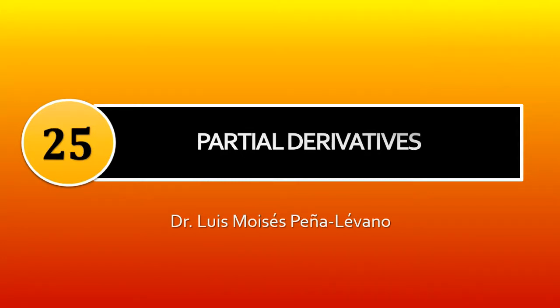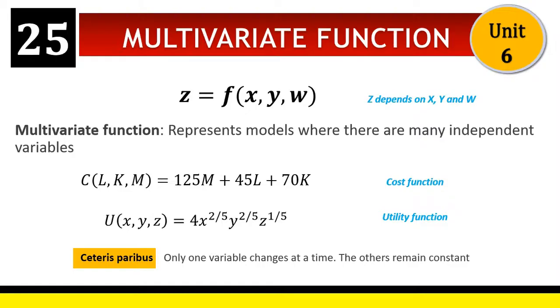In this chapter, we will review multivariate functions and we will learn how to compute partial derivatives. In a multivariate function, we represent one dependent variable as a function of many independent variables. For example, here, z depends on x, y, and w.